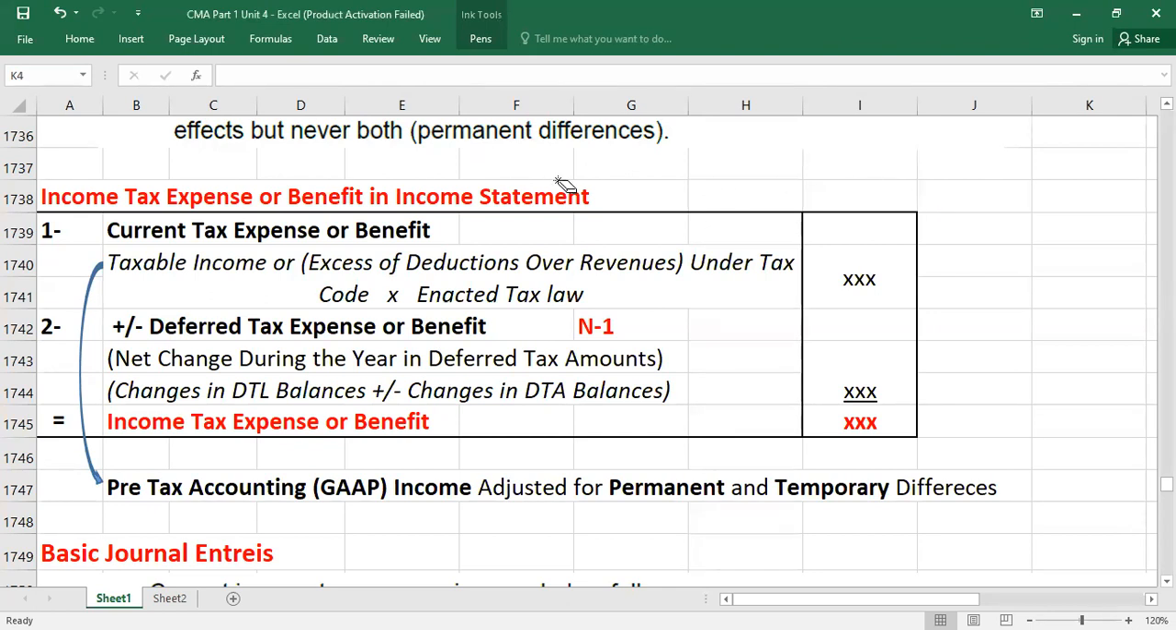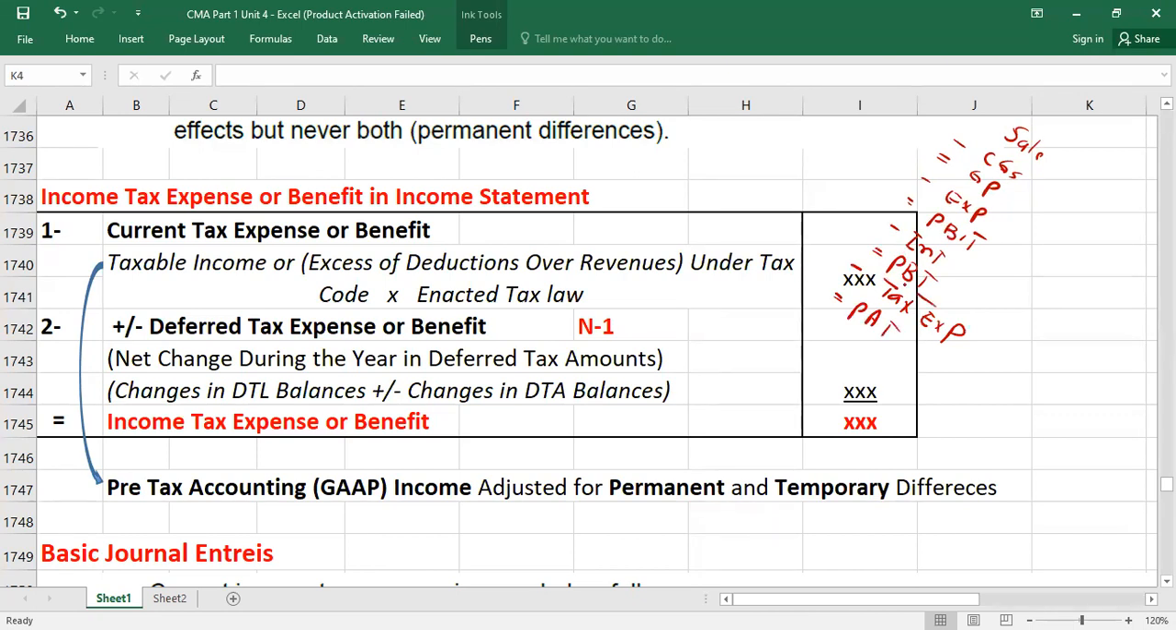Usually when we prepare an income statement, we write sales, less cost of goods sold, right? Then you arrive at gross profit. From there, you deduct certain expenses, so you reach profit before interest and tax. Then you deduct interest expense. This is called profit before tax. From there, you deduct tax expense. This is called profit after tax or net income.